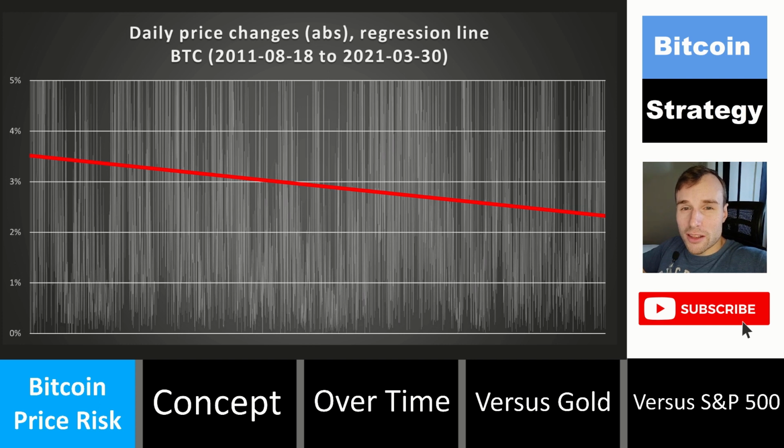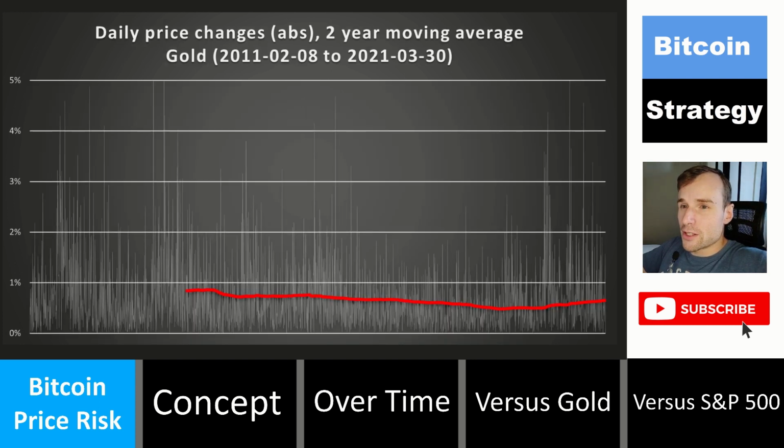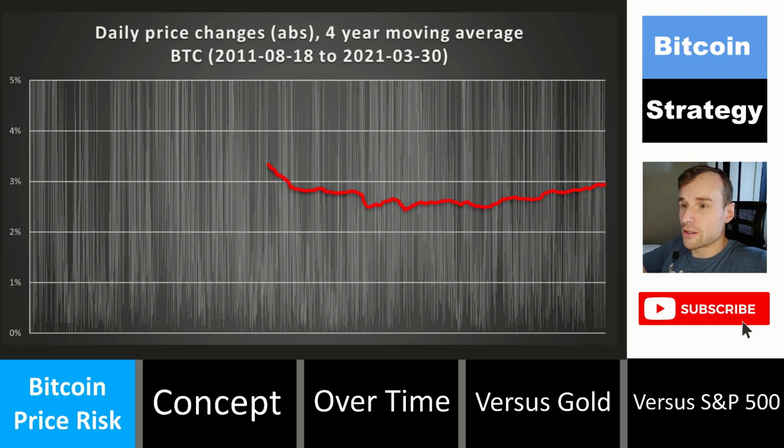Let's now also look at the moving averages. This is gold. So here we can already see just by averaging over 2 years, we get a very straight line here. We can average further to 3 years and 4 years. It doesn't change much. The price fluctuations in gold are pretty stable. Now let's compare this again to Bitcoin. Moving average of gold versus moving average of Bitcoin, 4 years. This is gold. This is Bitcoin. It's the same scale from 0 to 5%, but the magnitude is on a completely different level.